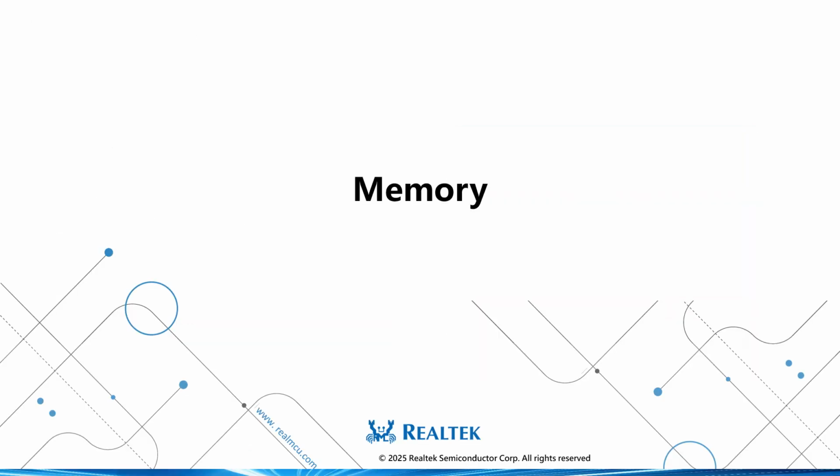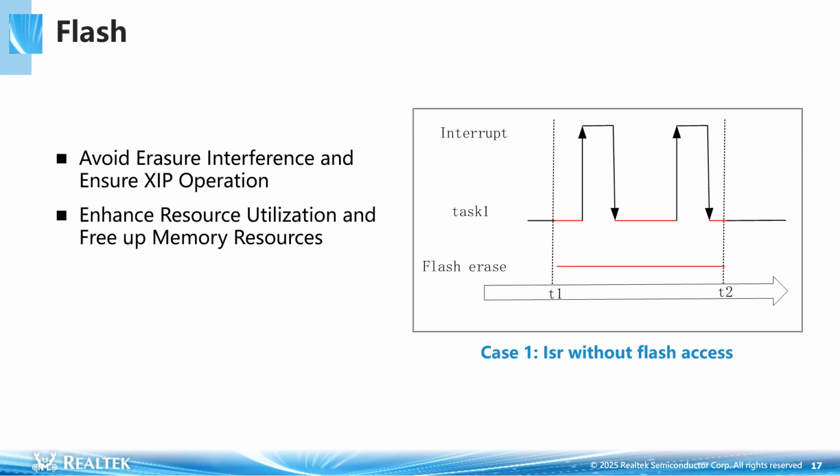Finally, let's introduce the memory-related content. Avoid erasure interference and ensure XIP operation in embedded systems. The erasure of flash memory often interferes with the XIP function. However, the rational implementation of flash technology can effectively circumvent this problem, ensuring the continuous operation of XIP and reducing the risk of performance degradation caused by timing issues.